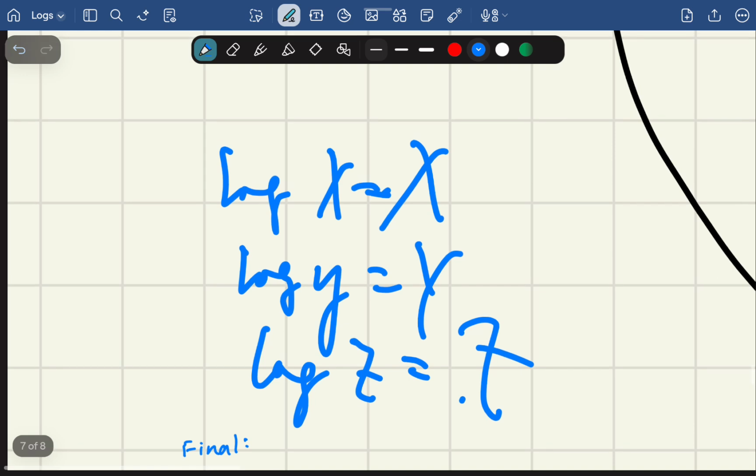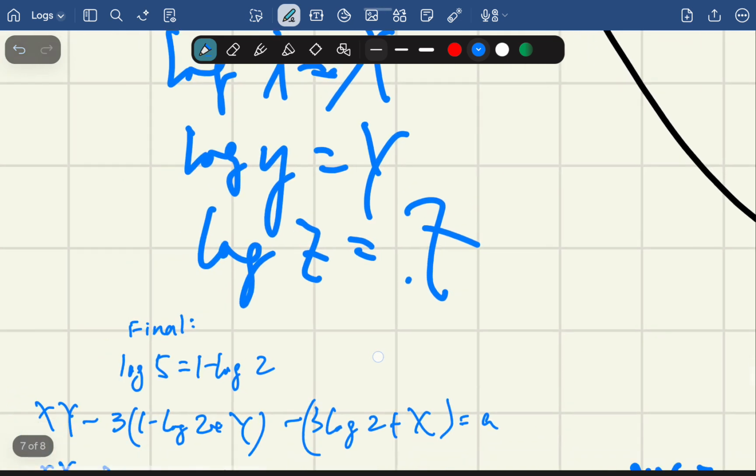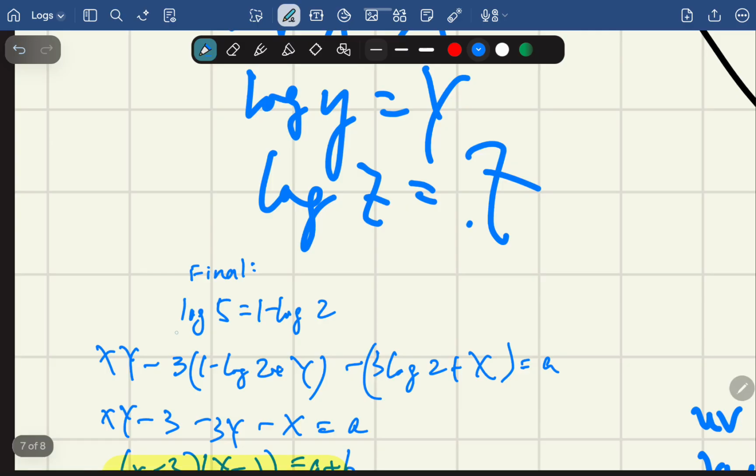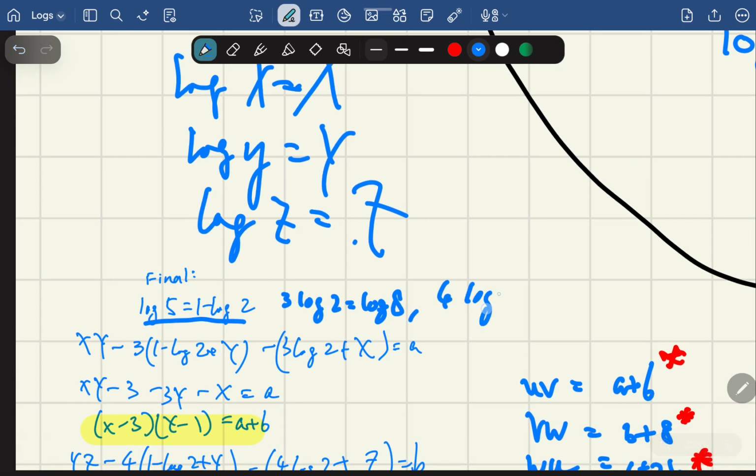So if we let log x equal x, log y equal y, and log z equal z, also note that log 5 is 1 minus log 2, because that's just log of 10 over 2. Also 3 log 2 equals log 8, and 4 log 2 is log 16, and then 4 log 5, which is also 4 minus 4 log 2, is log 625.